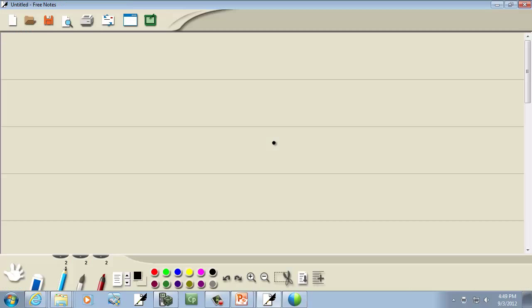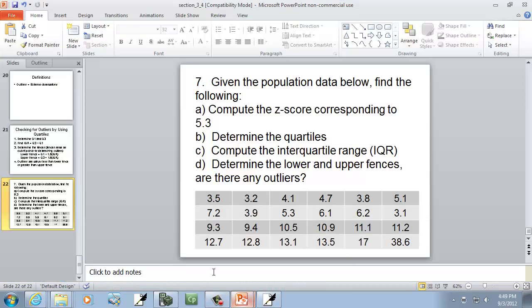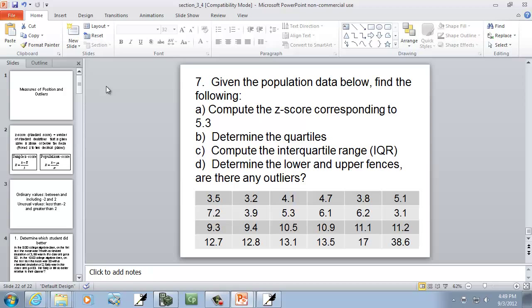And then I end the other one. Measures of position and outliers.